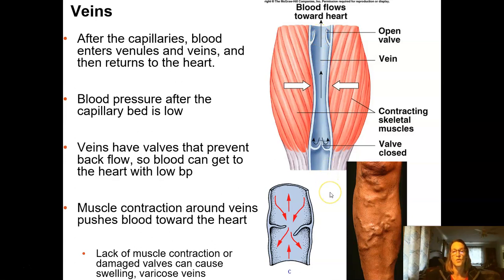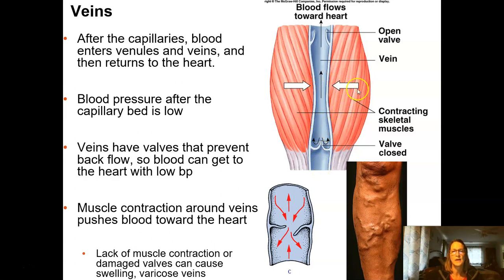Now this blood's got to work against gravity, and it's got really low blood pressure because it's just been through a capillary bed and it's really far away from the heart, which is the thing that's pumping the blood forward. So the way veins manage that is they have valves like this that open and close, and when they close, it prevents the blood from flowing back down the vein in the opposite direction.